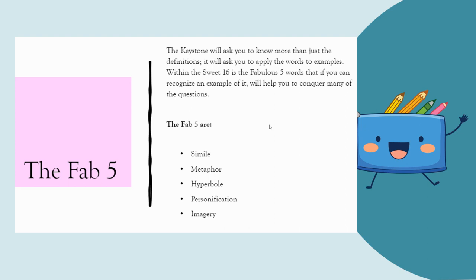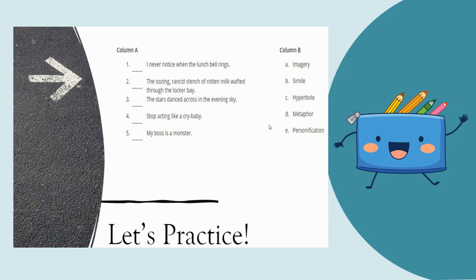So the Keystone will ask you to know more than just the definitions. It's going to ask that you apply the words to examples. So within the Sweet 16, we have the Fabulous Five, and these are the big, important figurative language terms to know, which are simile, metaphor, hyperbole, personification, and imagery.